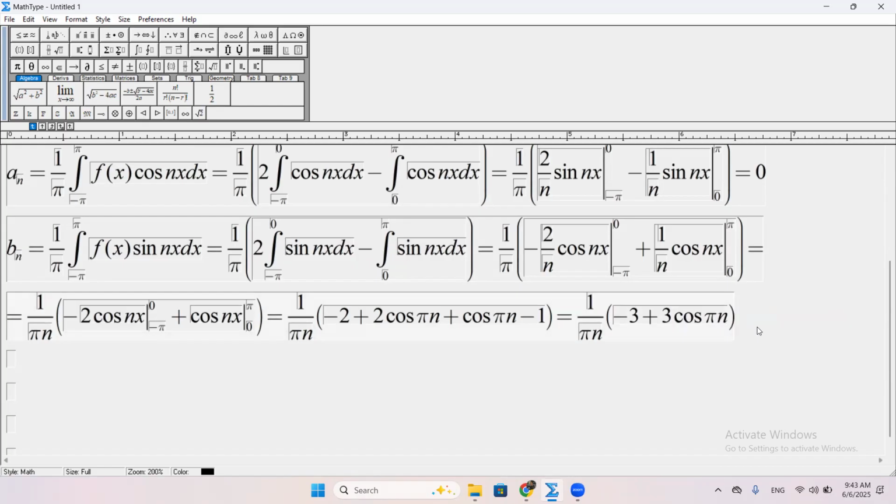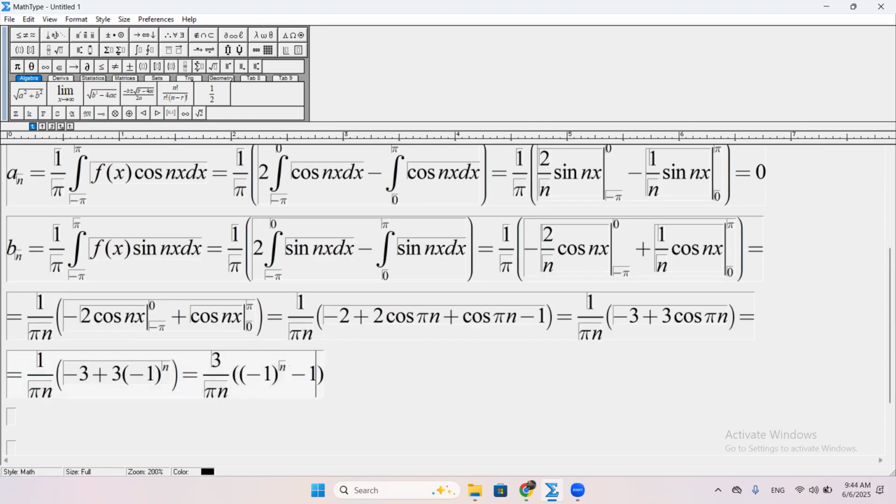And how can we actually write down cosine of Pn? Cosine of Pn will be equal to minus 1 in power of n. So if n is even, we will have 1. If it's odd, we will have minus 1. So that's how it's written. And now let's move 3 out of brackets, and so we will receive the following: minus 1 in power of n minus 1.